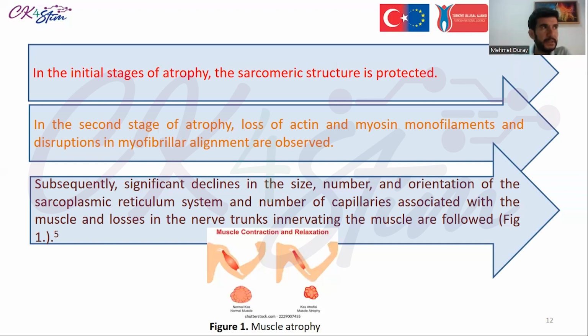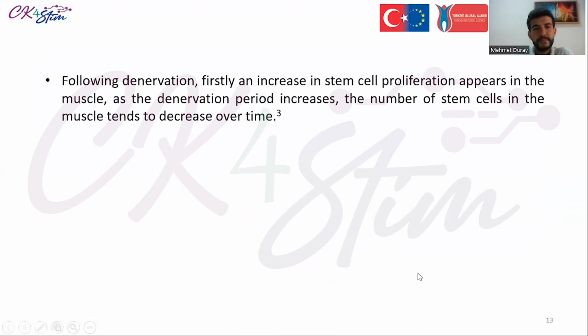We talk about that losses in the nerve strength innervating the muscle are observed too. You can see the atrophic muscle in figure 1. Following denervation, firstly, an increase in stem cell proliferation appears in the muscle, but as the denervation period increases, the number of stem cells in the muscle tends to decrease over time.